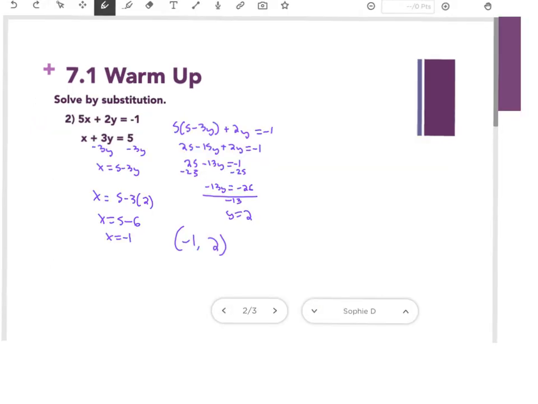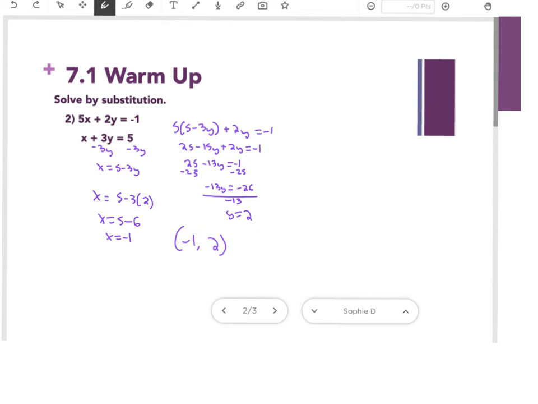Then came substitution. So this is Sophie. Sophie solved for x first and got that x would equal 5 minus 3y, and then took that and plugged it back into the other one. Pretty much everybody did the same thing because x was already by itself. And then you should have gotten -1, 2.